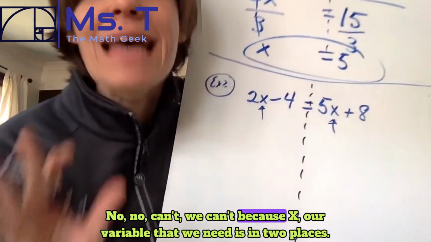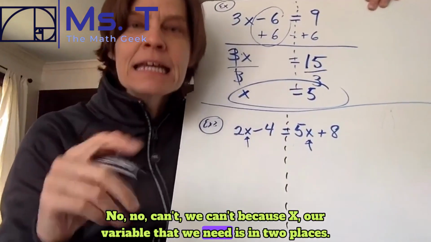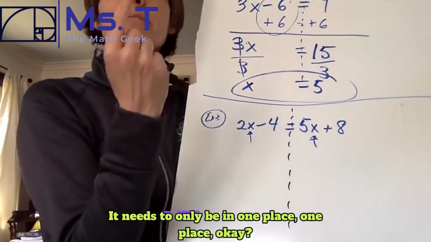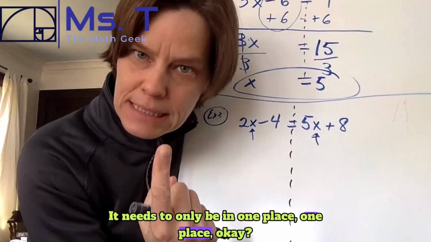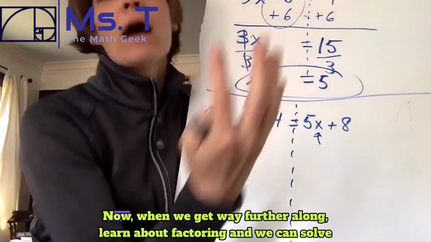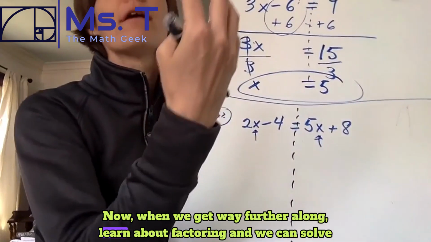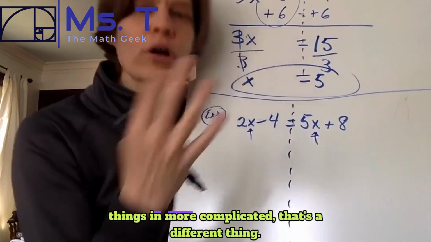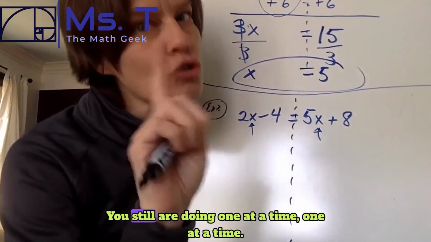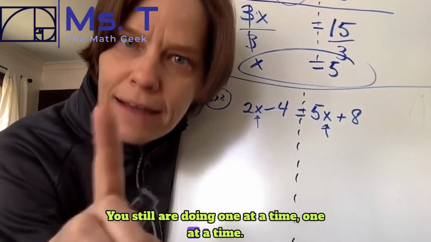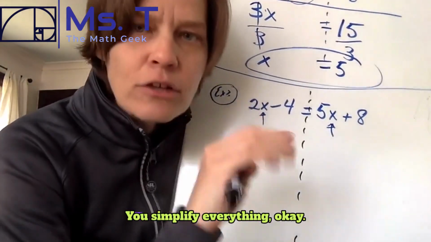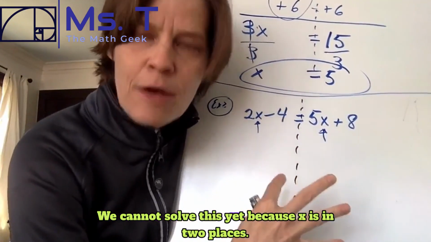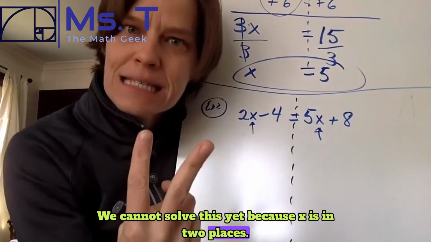We can't, because x, our variable that we need, is in two places. It needs to only be in one place. Now, when we get way further along, we learn about factoring, and we can solve things in more complicated ways, but that's a different thing. You still are doing one at a time. Everything is counting. You simplify everything. Okay, we cannot solve this yet because x is in two places.